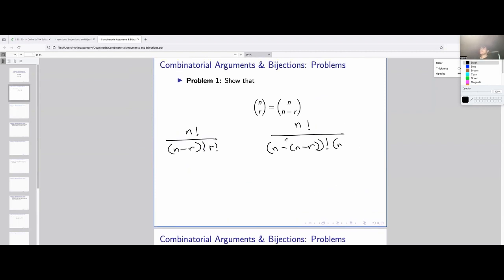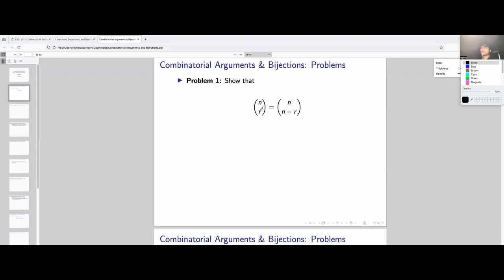So let's just imagine this. What does n choose r really mean? That means that from n different people, or n different distinguishable items, I'm choosing r of them. So let's say I am forming an r person committee. I basically have n people to choose them from. And n choose n minus r means from n people, I choose n minus r of them. Okay, so how are they the same?